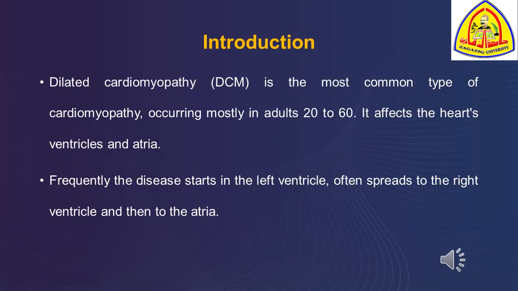Introduction: dilated cardiomyopathy or DCM is the most common type of cardiomyopathy, occurring mostly in adults between 20 to 60 years old. It affects the heart's ventricles and atria. Frequently, the disease starts in the left ventricle, often spreads to the right ventricle, and then to the atria.